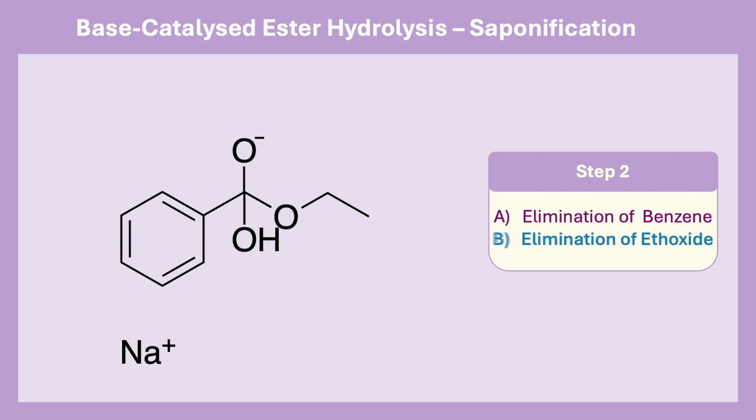The elimination of benzene will form a negative charge on the benzene ring. By adding a negative charge, the benzene ring will no longer obey the 4n+2 rule for aromaticity. Therefore, the compound is no longer aromatic. As this is highly unfavorable, this step does not occur.